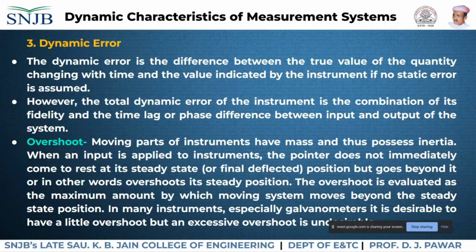एक overshoot म्हणून error आहे. Moving parts of instruments have mass and thus possess inertia. When an input is applied to instruments, the pointer does not immediately come to rest at its steady state or final deflected position, but goes beyond it, or in other words, overshoots its steady position.